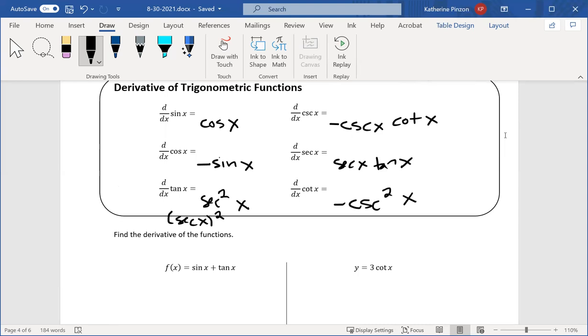Okay, we're going to find the derivative of these functions. If I want to find the derivative of sine of x plus tangent of x, I can just find the derivative of sine and add the derivative of tangent, right? So look at your list. And what's the derivative of sine? Cosine plus, what's the derivative of tangent? Secant squared x. Easy peasy.